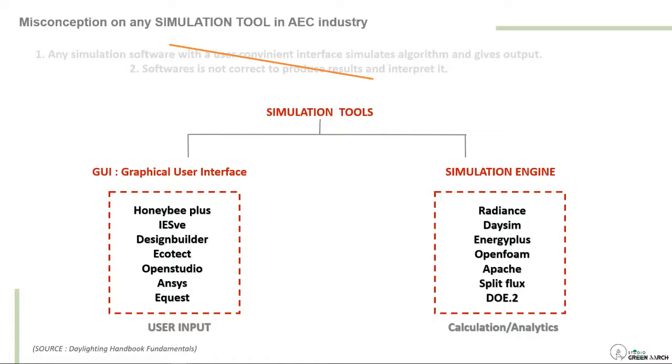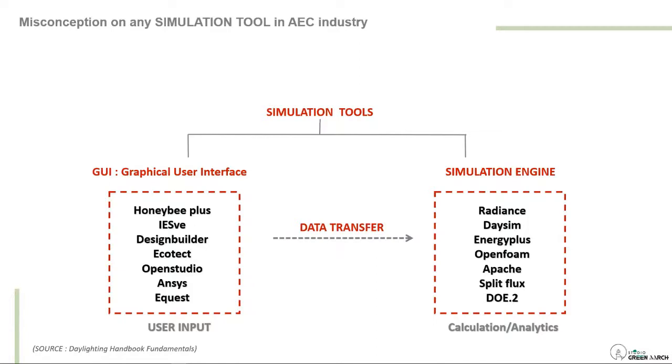For example, if I want to compare two simulation software, you should always ask the question, what is the simulation engine? You should not ask the question, which software are you using, right? For example, DesignBuilder also uses Radiance. Honeybee is also using Radiance, right? But Ecotect was earlier using a split flux method, but later with a plugin it was using Radiance. So my thought is, whenever you are trying to understand a particular simulation tool, you should always first understand how a simulation engine works, right?